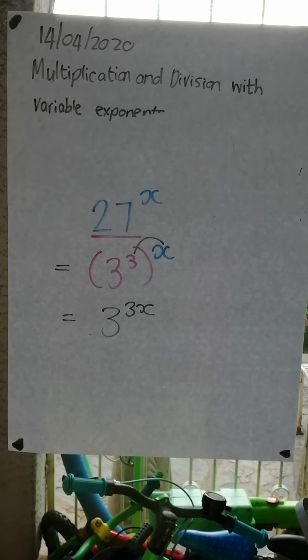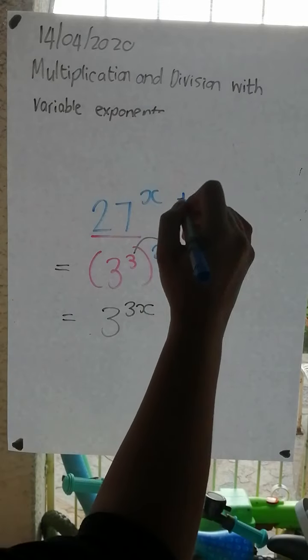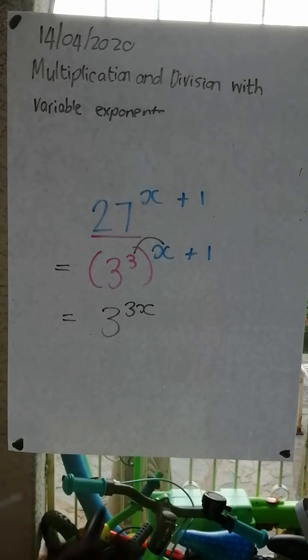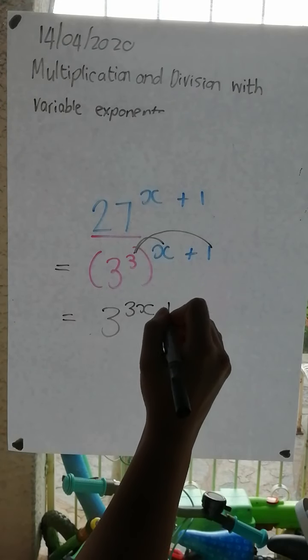Okay? So what happens if I had 27 to the power of x plus 1? So this would still be x plus 1, and I would have to bomb the 1 in as well. So I'd have 3 to the power of 3x plus 3.